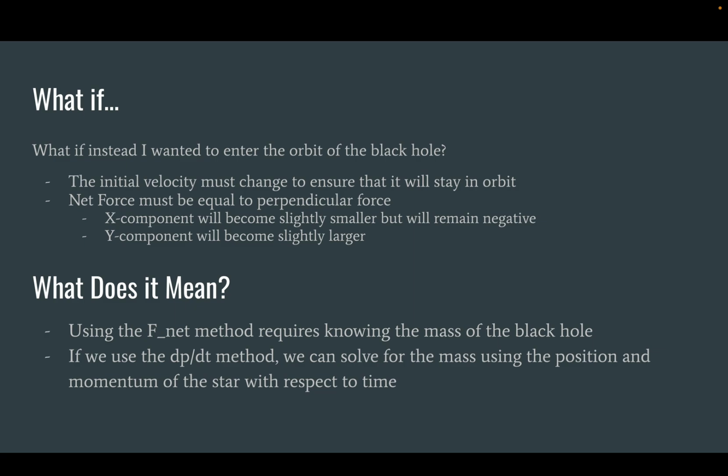And so what does this mean? Using the FNet method requires knowing the mass of the black hole, but if we use the dp/dt method, we can solve for the mass using position and momentum of the star with respect to time, so we don't even need to know the mass of the black hole initially. So this step is a lot more useful.